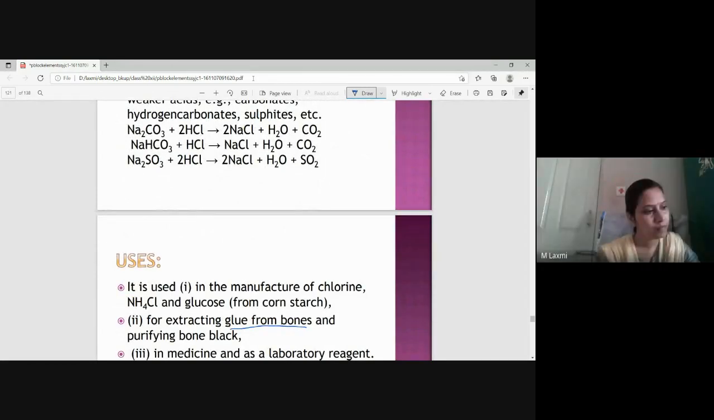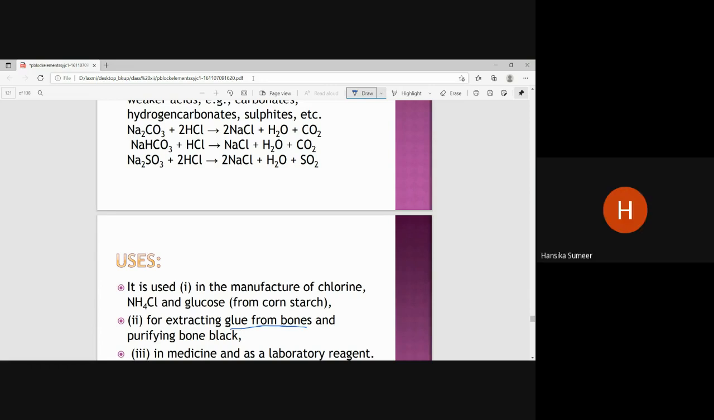Its uses are in the manufacture of chlorine, NH4Cl, and glucose from cornstarch. It is used for extracting glue from the bones and for purifying bone black or bone tar, and it is used as an important medicine and a laboratory agent.